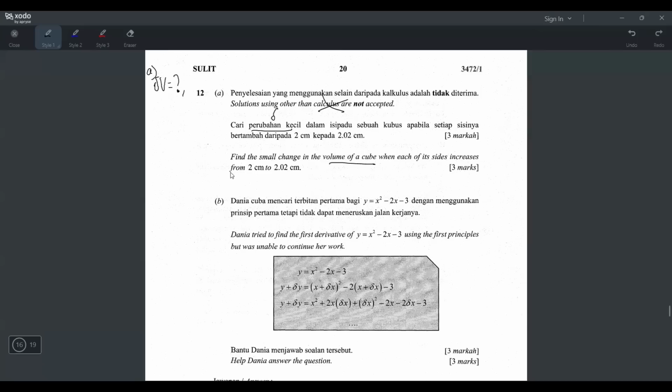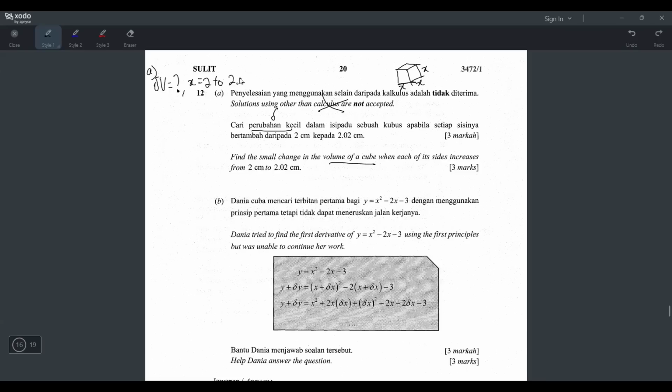When each of its side increases from 2 cm to 2.02 cm, I will draw a cube, because we are talking about cube. So what happens here? They want to find small change in the volume if the side increases from 2 to 2.02 cm. So the side, you can use an unknown to represent the side. Any alphabet, you can use X. But if the side of cube is X, then all the other sides will be X also because cube, all sides same length. So the X is the side now, and the side increases from 2 to 2.02.